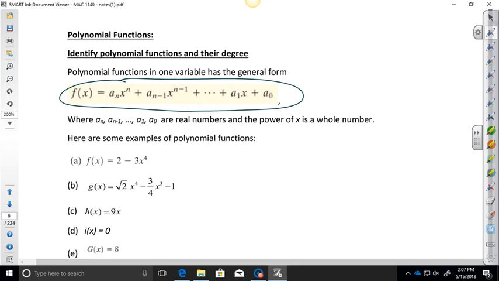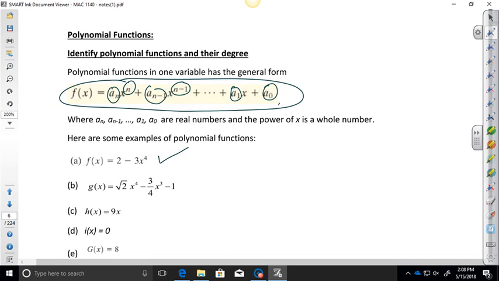a_n x to the n plus a_(n-1) x to the n minus 1 plus ... plus a_1 x plus a_0. These are all real numbers, a_(n-1), and so on, a_1, a_0. Those are all real numbers, and these exponents are whole numbers. So the power should be a whole number, and the coefficients are any real numbers.